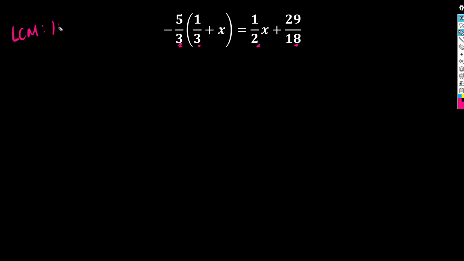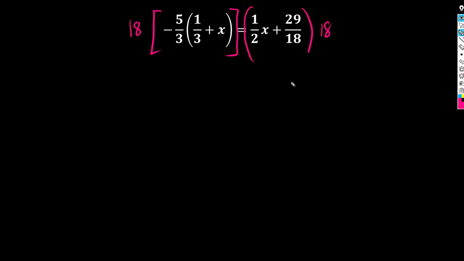Correct. The answer is 18. So in this case, 18 is my best multiplier. I will now multiply both sides of the equation by 18. So ito, imu-multiply ko yung buong kaliwa by 18. I-multiply ko rin ang buong kanan by 18.